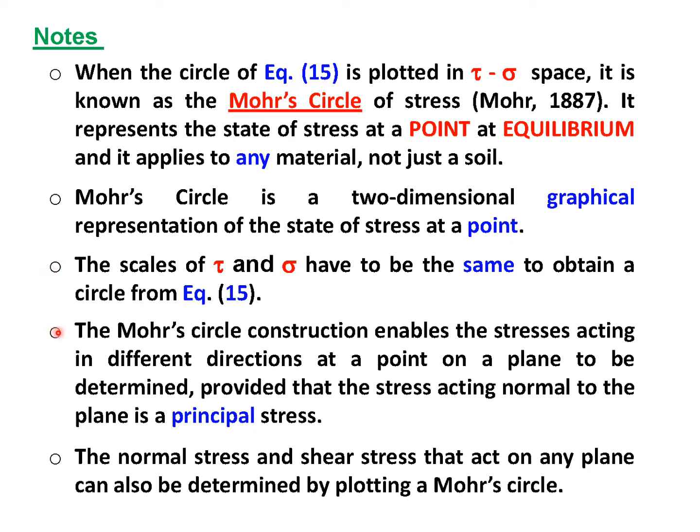The Mohr circle construction enables the stresses acting in different directions at a point on a plane to be determined, provided that the stress acting normal to the plane is the principal stress. The normal stress and shear stress that act on any plane can also be determined by plotting a Mohr circle.